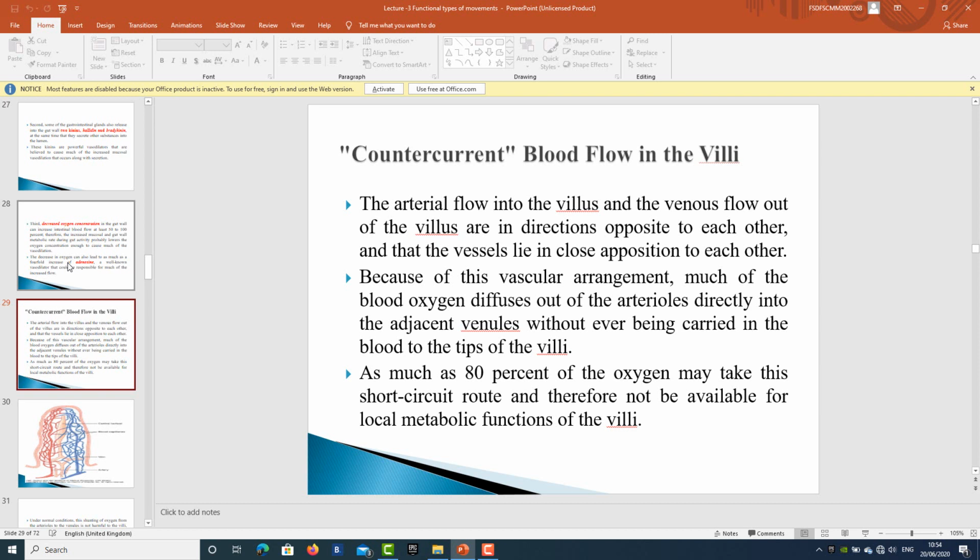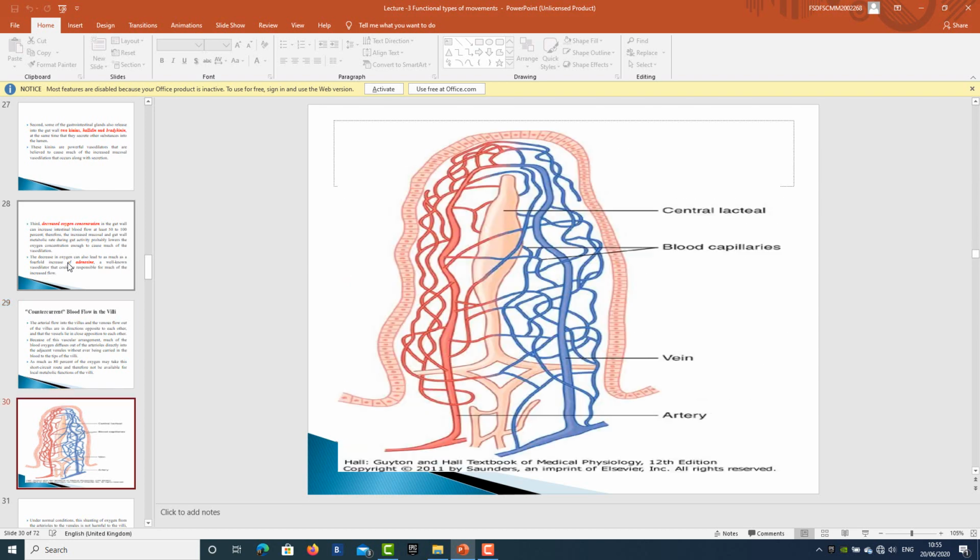Because of this vascular arrangement, much of the blood oxygen diffuses out of arterioles directly into the adjacent venules without ever being carried in the blood to the tips of the villi. As much as 80% of oxygen may take this short circuit route and therefore not be available for local metabolic functions of the villi. See, the blood supply in the villus.